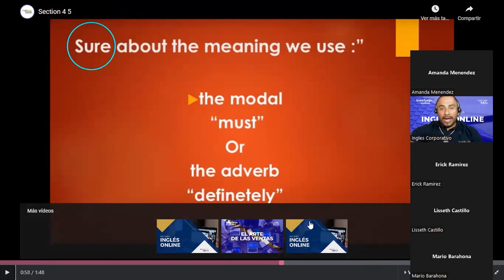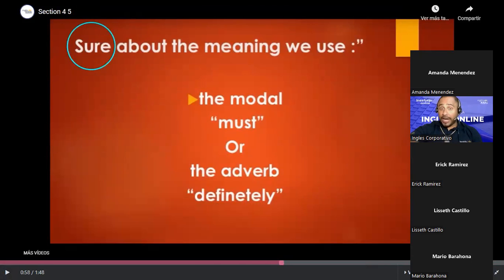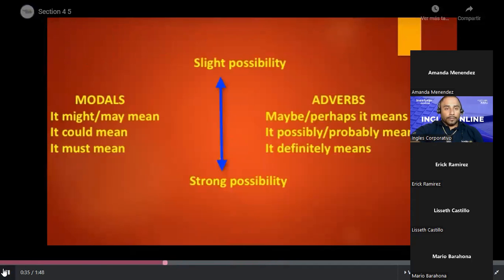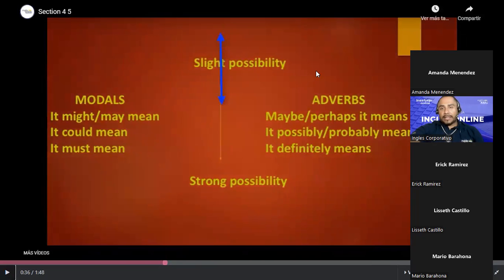Okay, we're going to practice and then we are going to check. I want you to give me five sentences using the modals. For example, we use the modal must or adverb, it definitely means. You select the modals. Here we have might, may, could, must, possibly, definitely, maybe.